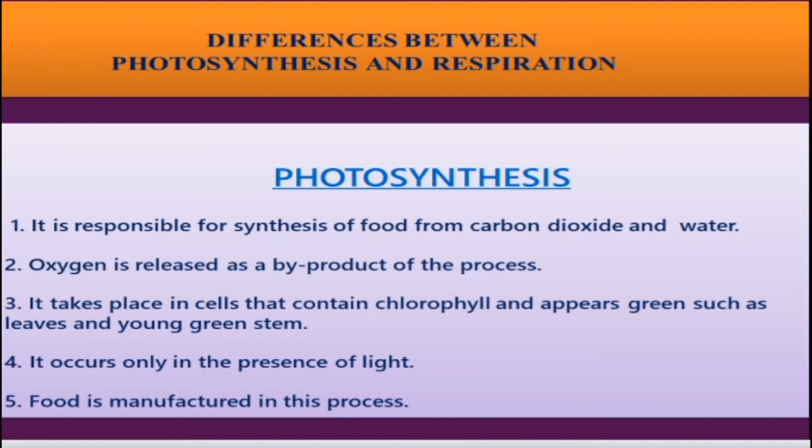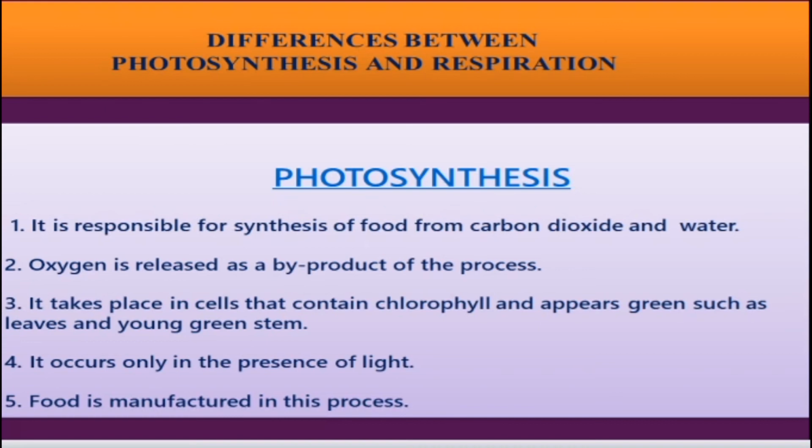Next one. Differences between photosynthesis and respiration. The first one, photosynthesis. It is responsible for synthesis of food from carbon dioxide and water. There are important requirements for photosynthesis: sunlight, carbon dioxide, water, and chlorophyll. These main things are used during photosynthesis. Oxygen is released as a byproduct of the process. So what is given out by photosynthesis is oxygen.